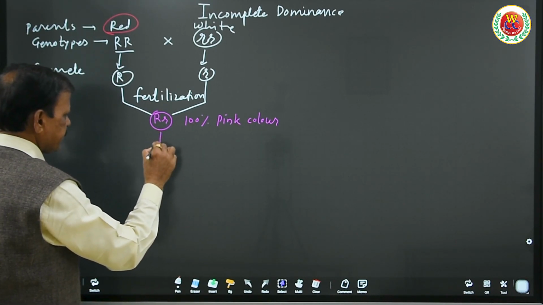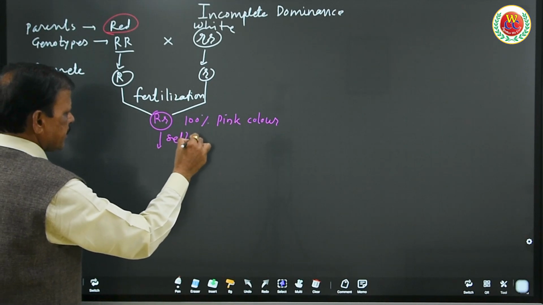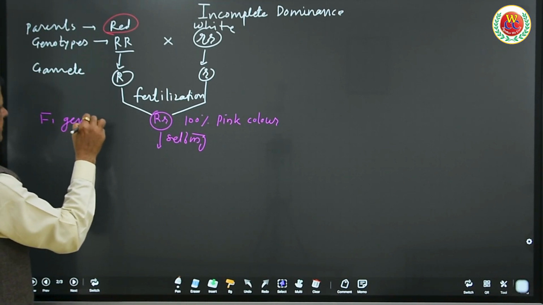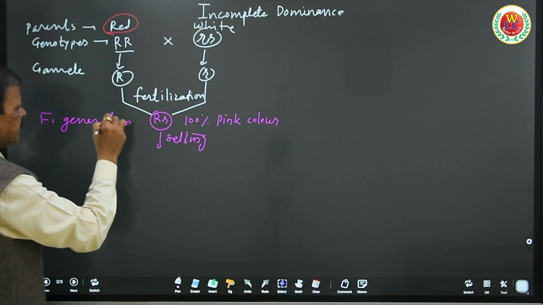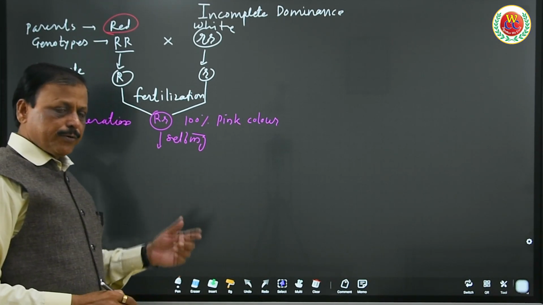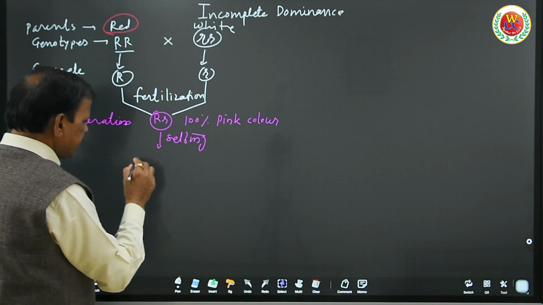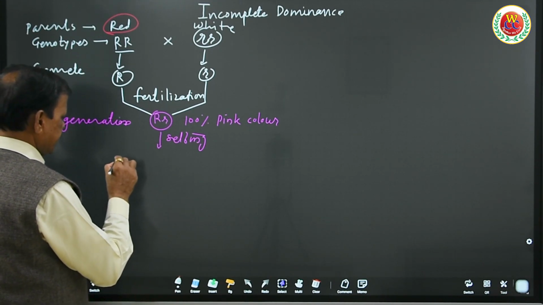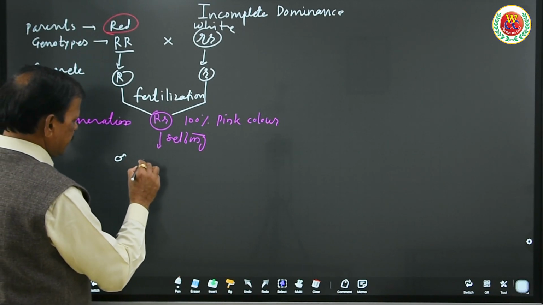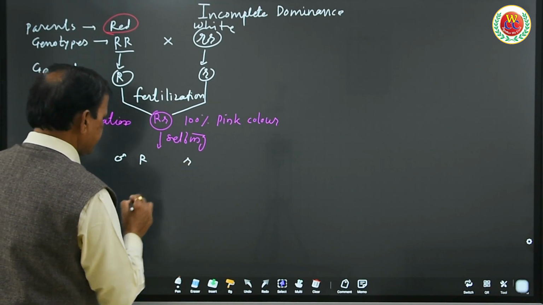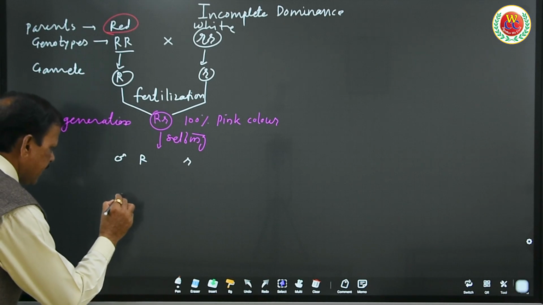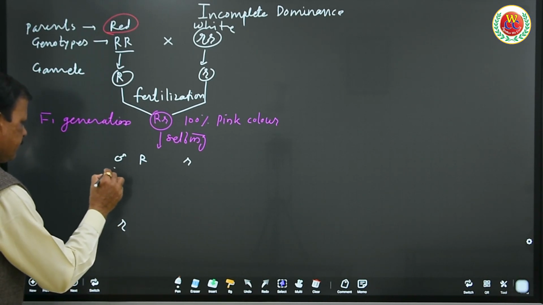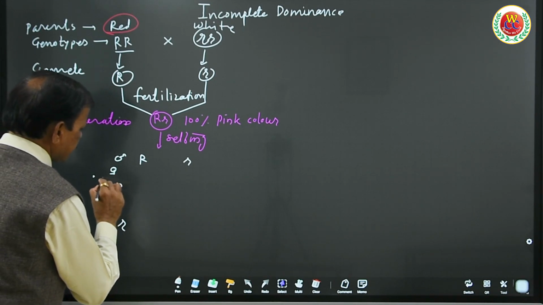But when selfing was made with this F1 generation, as we know the law of segregation, this allelic pair of genes segregates, as a male gamete or female gamete. So capital R and small r for male gamete, and capital R and small r for female gamete. So here we can form the Punnett square.